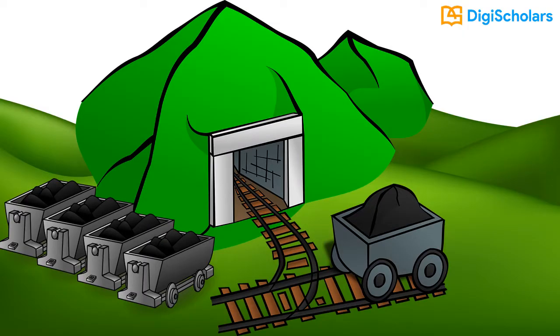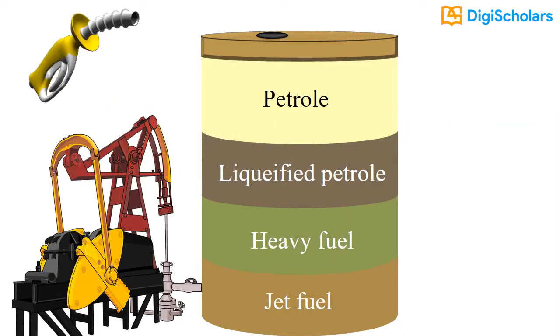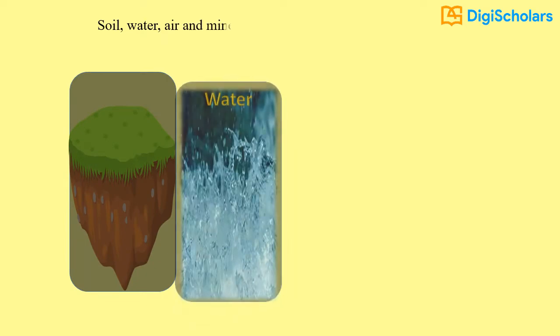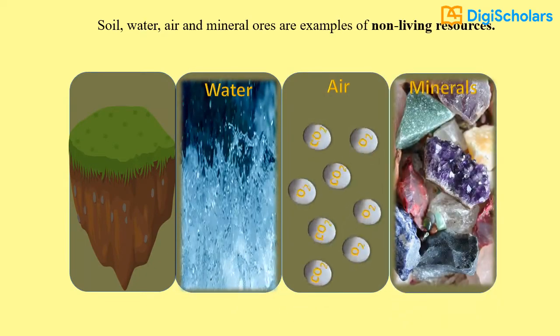Fossil fuels like coal and petroleum products are derived from remains of decayed, dead organisms over long periods of time. Soil, water, air, and mineral ores are examples of non-living resources.